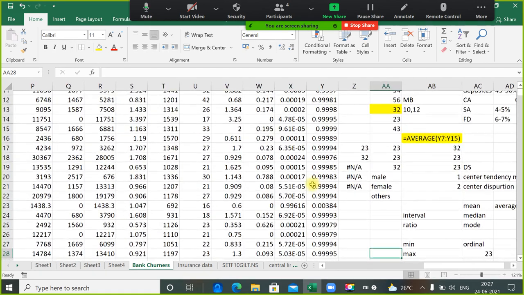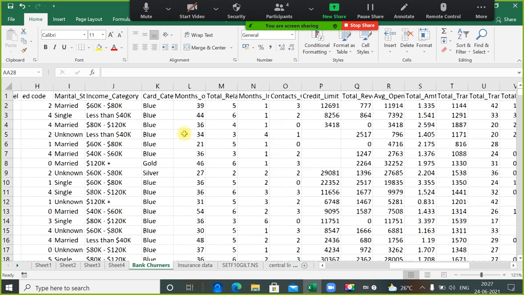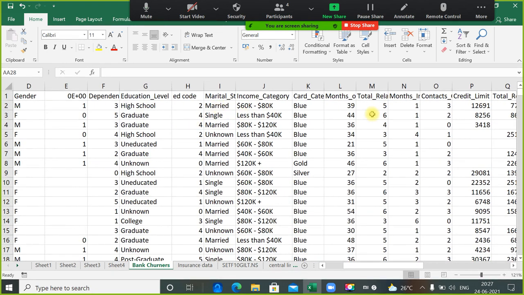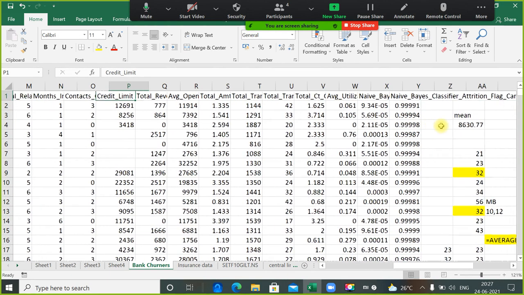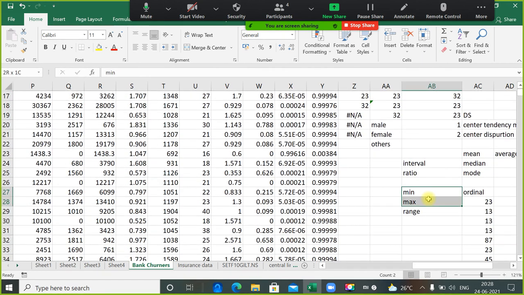Can I get the answer? Just check the answer for the minimum and maximum in this particular column, the credit limit column. Then I will explain about the range.